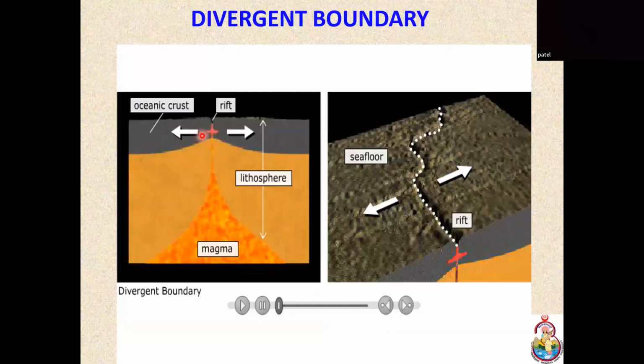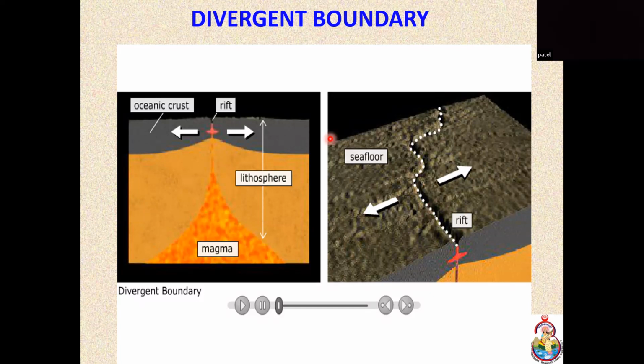So we have understood the convergent plate boundary. Then the next type is the divergent plate boundary. Here you see in the divergent plate boundary, the plates are pulled away from each other, and that is also known as seafloor spreading. This is a theory suggested by a scientist called Harry Hess. The seafloor is spreading, widening.